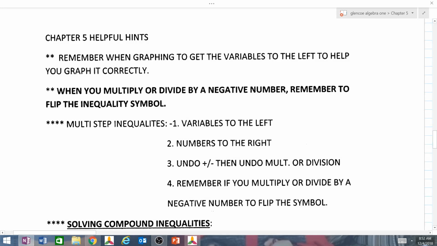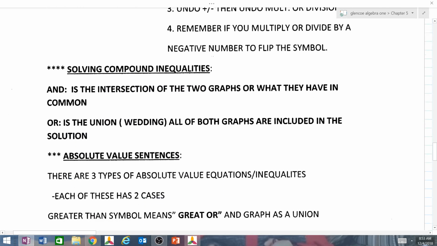Remember, when graphing, to get the variable to the left to help you graph it correctly. When you multiply or divide by a negative number, please remember to flip the inequality symbol. Multi-step inequalities, variables to the left, numbers to the right, undo addition and subtraction, then undo multiplication or division. Again, remember, if you multiply or divide by a negative number, to flip, flip, flip.